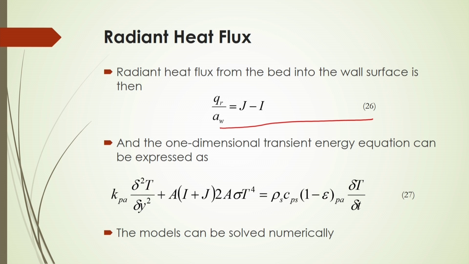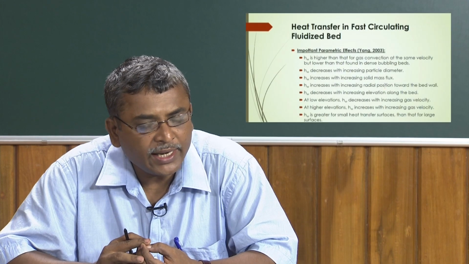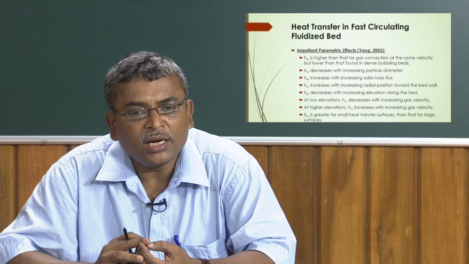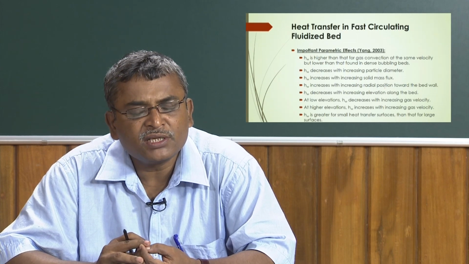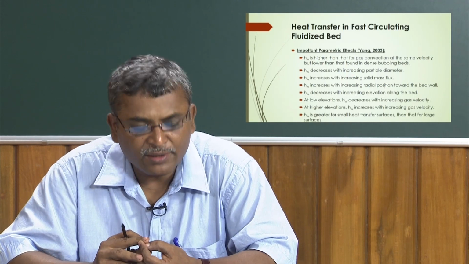And the one dimensional transient energy equation can be expressed with respect to these backward and forward radiant heat fluxes. Now, what should be the total heat transfer coefficient? Once you know the radiant heat transfer coefficient and the convective heat transfer coefficient, then the total heat transfer coefficient inside the bed can be easily calculated. So, that is it for the bubbling bed; other than this, the circulating fluidized bed.